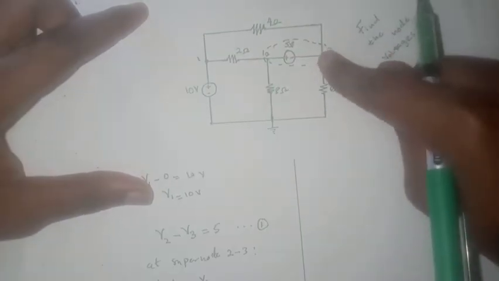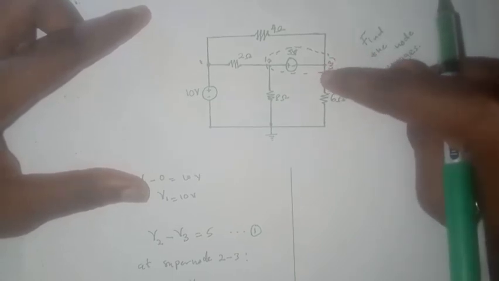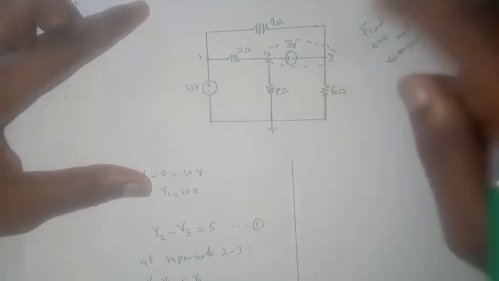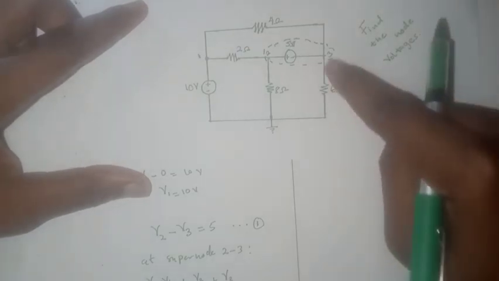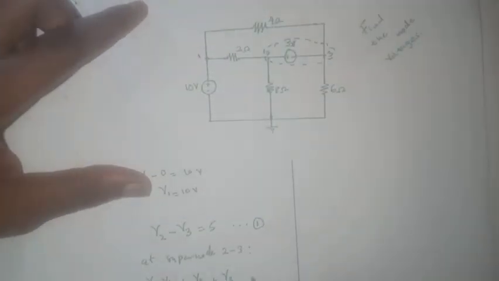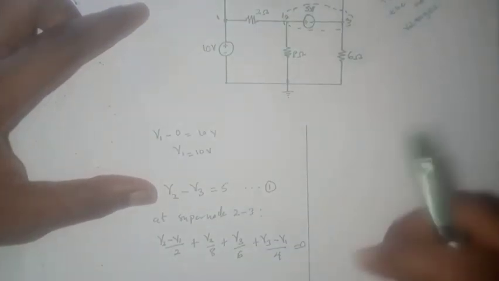Then we move over to node 3. That would be V3 minus 0 divided by 6. That's V3 divided by 6. Okay. Then we also write for this branch. That would be plus V3 minus V1 divided by 4, all equals 0, and we have written the equation at the supernode.